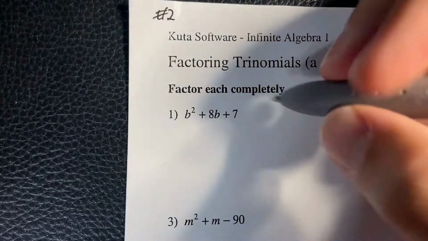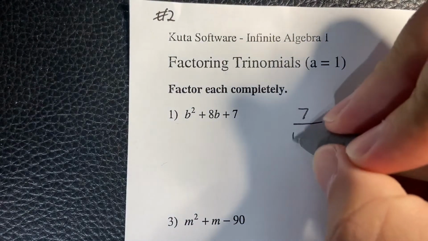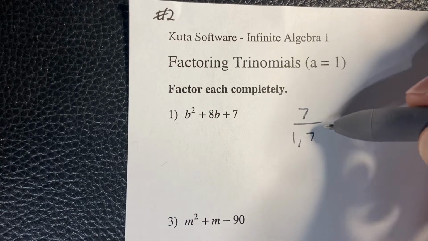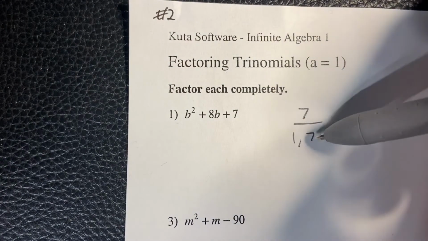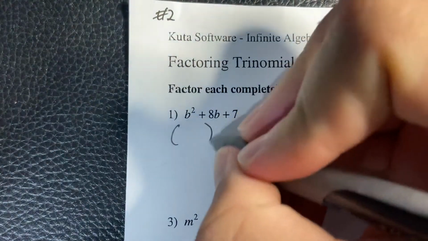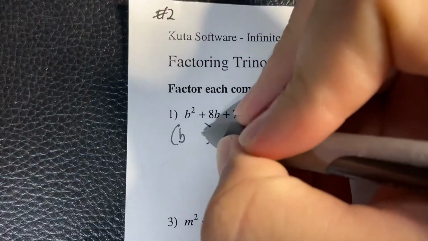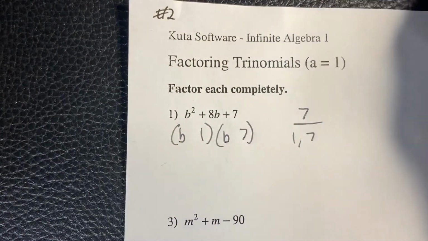If it doesn't pop into your head right away, I look at the multiples or factors of 7. So 1 times 7 is the only one, and it works for 8 because 1 plus 7 is 8, and 1 times 7 is 7, we're good. So I write my parentheses, boom, boom, boom, got my b's, and then I got my 1 and my 7, or 7, 1, doesn't matter.